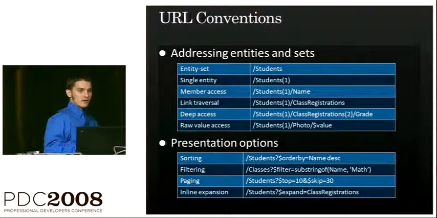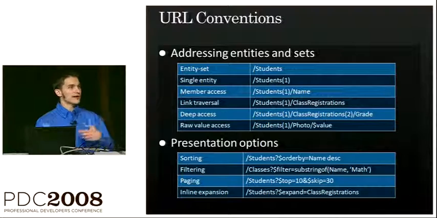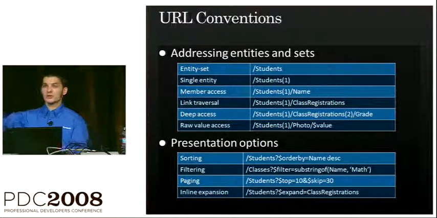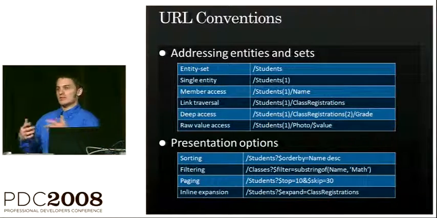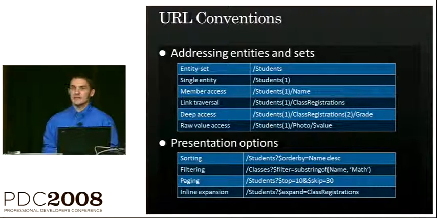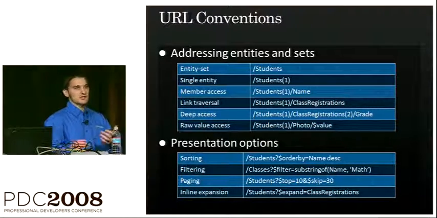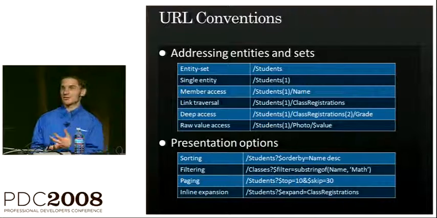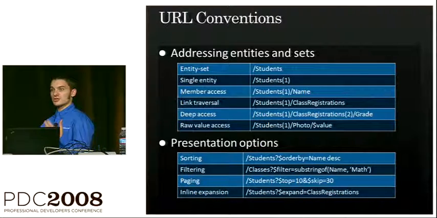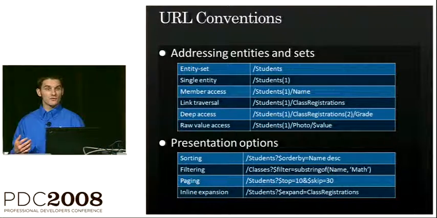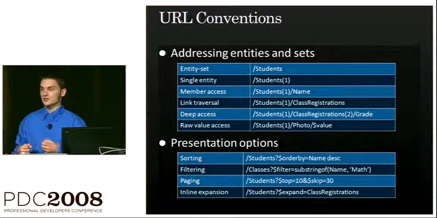And so we looked at a number of URI conventions that we can use for interacting with these services. These are a bunch more conventions that these services support, just because I didn't have time to show you them all. The idea here is that there are many more presentation options that support paging and eager loading of associations and deep traversal of associations and so on. All the things you may want to do from an application when you're working with these data services.